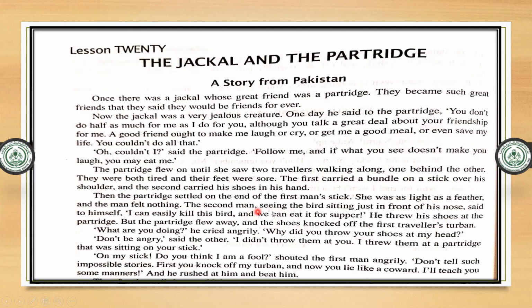The second man, seeing the bird sitting just in front of his nose, said to himself, "I can easily kill this bird and we can eat it for supper."